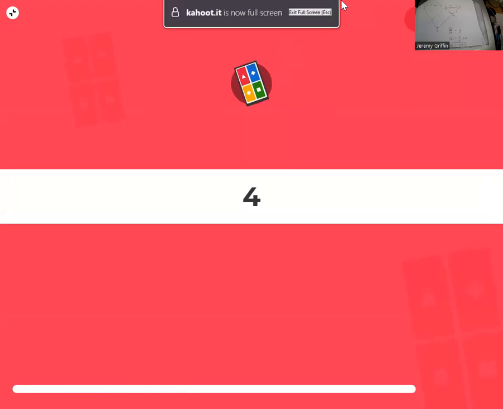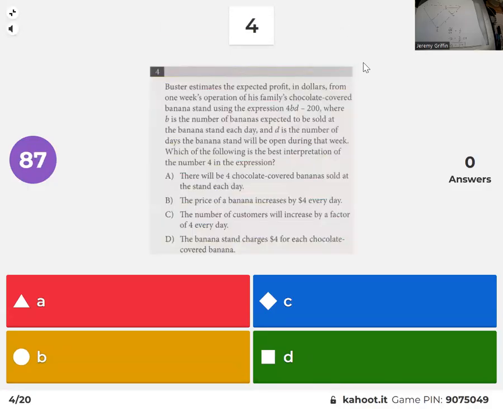Number 4. Foster estimates the expected profit in dollars from one week's operation of his family's chocolate-covered banana stand using the expression 4BD minus 200. Pause right here. You guys taking an economics class? Profit, isn't that revenue minus cost? That sure does look like revenue minus cost. Where B is the number of bananas sold each day, D is the number of days that the stand is open during the week. Which of the following is the best interpretation of the number 4? Right? 4 times bananas times days open. That probably has something to do with revenue, probably.